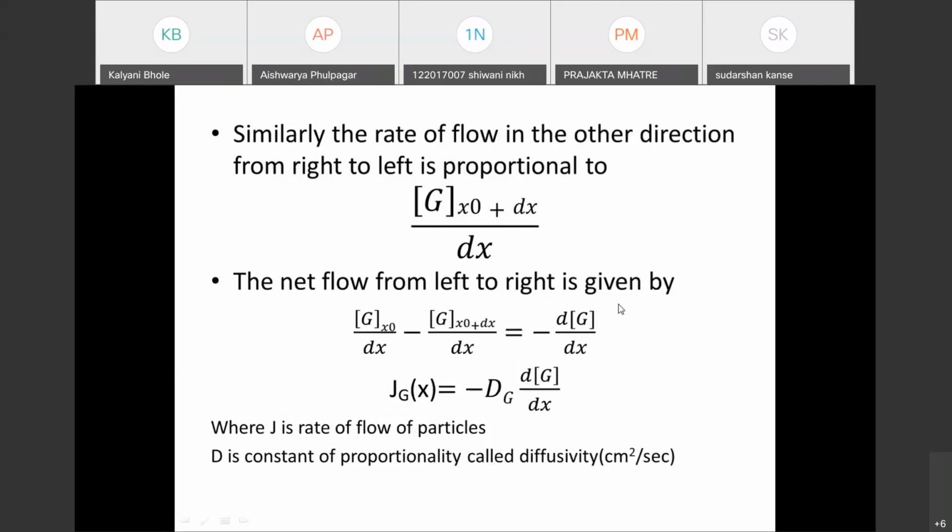We are just defining this as the net flow, and D is a constant of proportionality. We call it the diffusivity, where J is the rate of flow of particles and minus D is the constant of proportionality. As we have taken the example of glucose, we write it as Jg, the rate of flow for glucose, and Dg, the constant of proportionality for glucose.